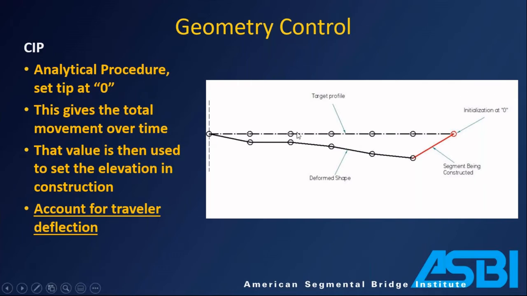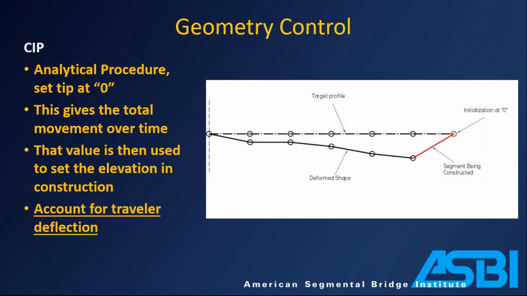So in this, the dashed line up here is your target profile. This is a deformed shape that you might get out of a model that you're doing analytically. And the technique that you always see is to initialize at 0. That's what this red one is. So if we're building in this construction step, we're building this segment, you always initialize the tip of that segment at 0. You put it on the alignment, 0 deflection. That's not what you actually do in the field.